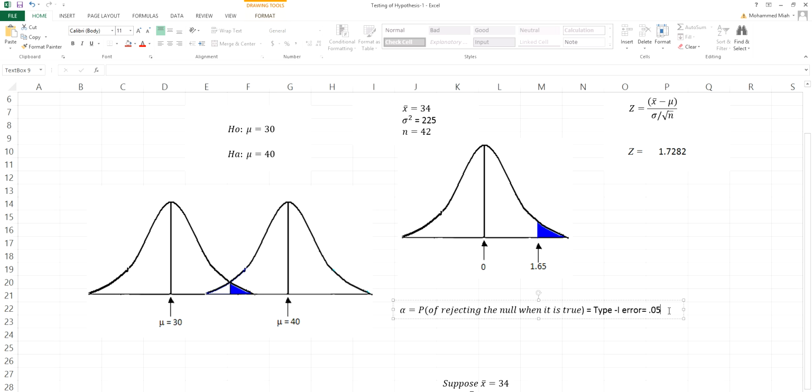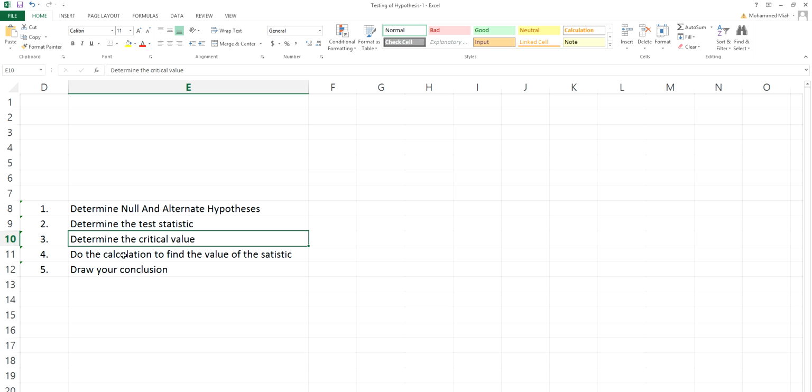Remember, the NORMSINV formula I used is only applicable to the Z distribution. Sometimes you may have to use the T distribution, so you're going to have a different formula to find the cutoff point. Next, you are going to do the calculation to find the value of the statistic, and then you are going to draw the conclusion. The conclusion is going to be either you reject the null hypothesis or you fail to reject the null hypothesis.